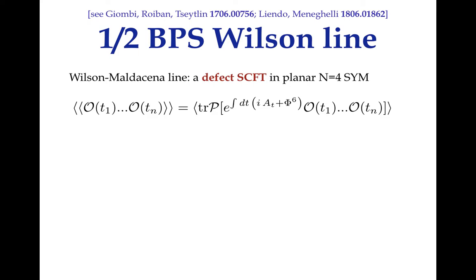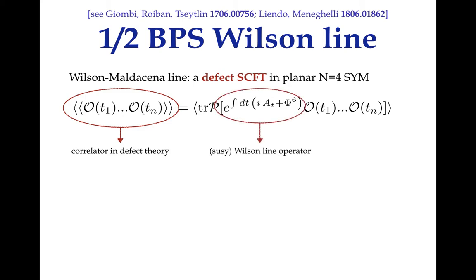This is more properly called a Wilson-Maldacena line, and through the correlation functions along the line, it defines a superconformal field theory, a defect conformal field theory, in planar N=4 super Yang-Mills. The correlators in the defect theory are computed by inserting a supersymmetric Wilson line operator as well as the operators of N=4 along the same line.